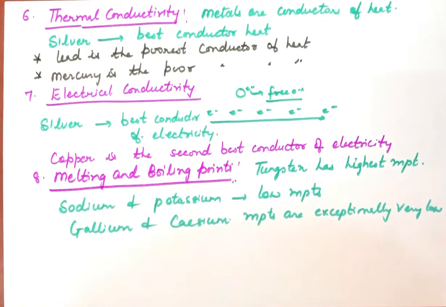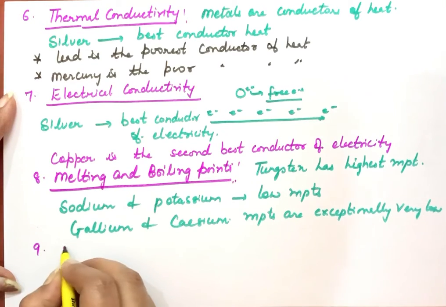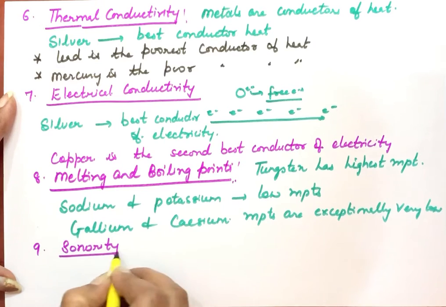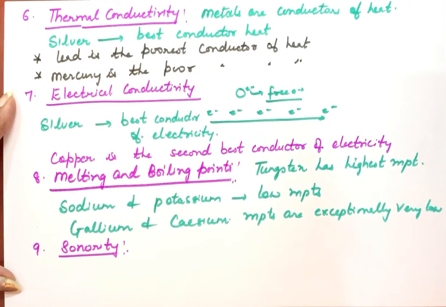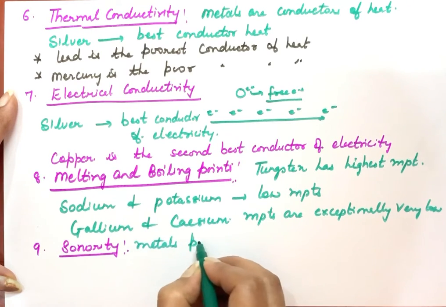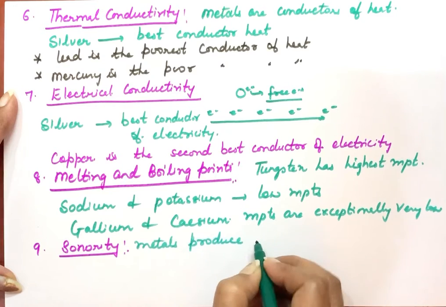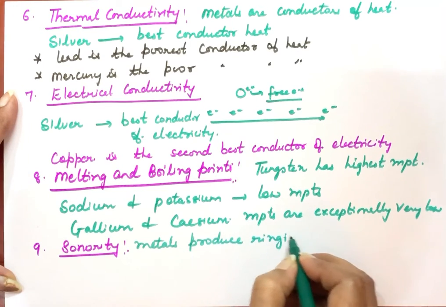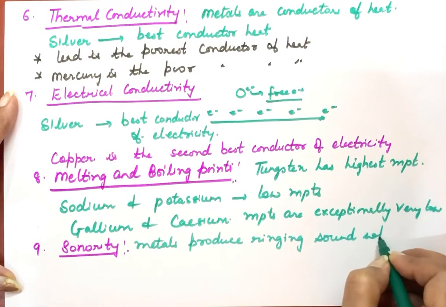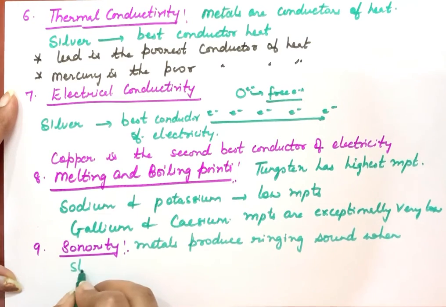Similarly, their boiling points are also very high. Next property after melting and boiling points is sonority. Sonority means if we take two pieces of metal and strike them, they produce a ringing sound. So that property is known as sonority. So metals produce a ringing sound when two pieces of metal are struck.